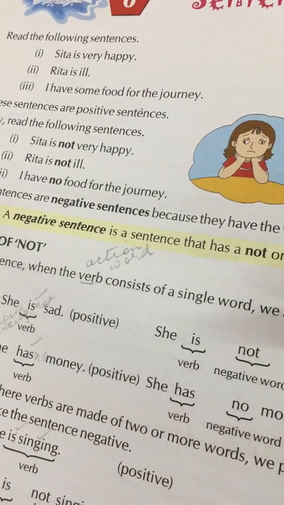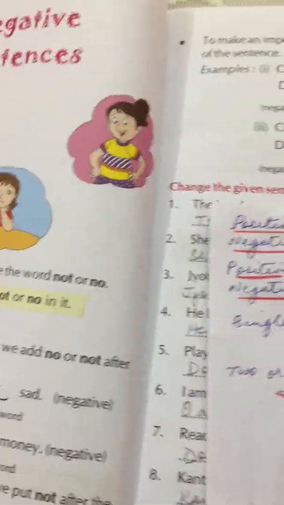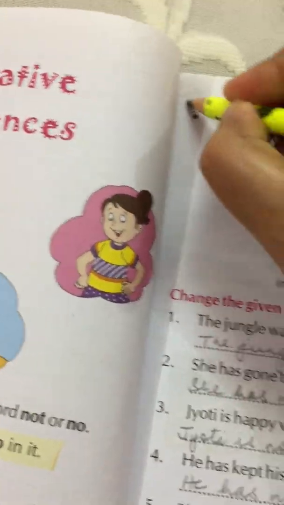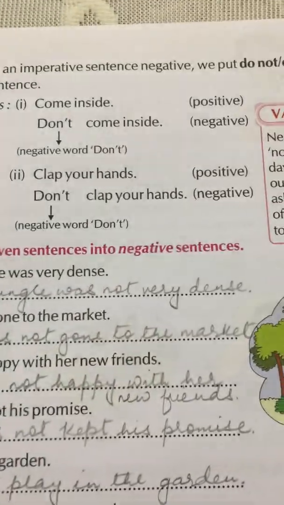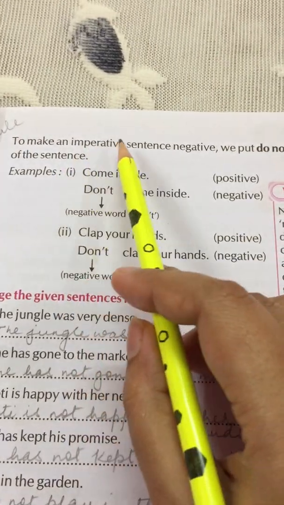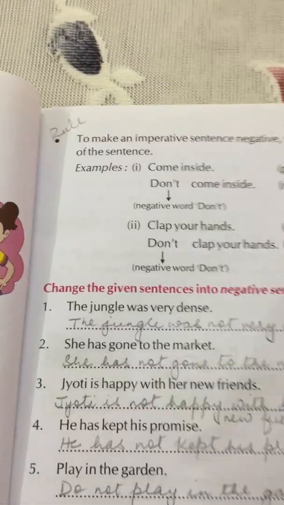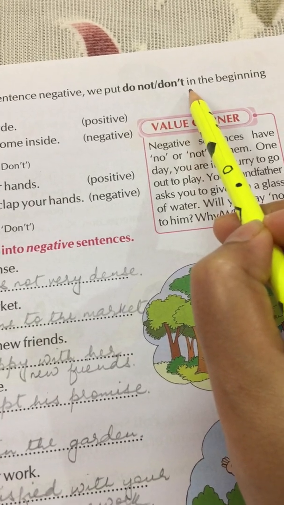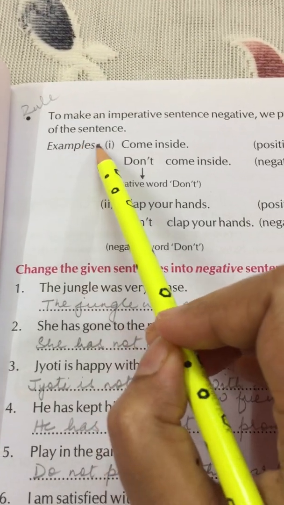This is the rule of transforming or changing a positive sentence to a negative one. Alright. So now let us see the next rule that we should follow when we have to make a positive sentence into negative. To make an imperative sentence negative, we put do not or don't in the beginning of the sentence.